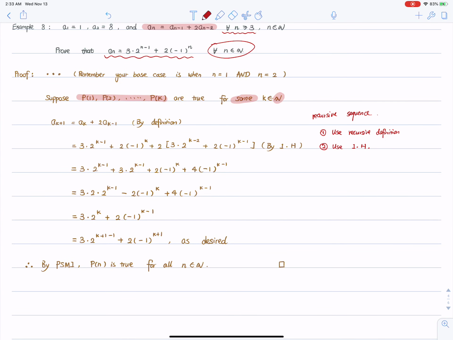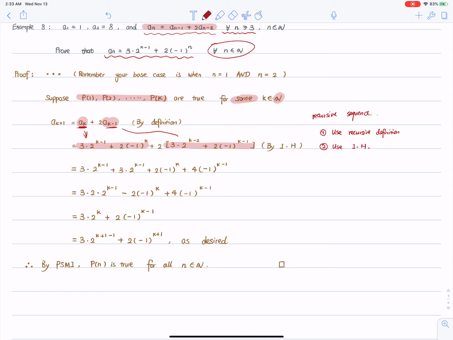So you need to show a(k+1), so a(k+1) equals a(k) plus 2 times a(k-1). I use the definition right here. So this is by definition. My next step, I would want to use my hypothesis. So I know a(k) equals 3 times 2 to the k minus 1 plus 2 times minus 1 to the power of k. This is my a(k) by hypothesis. And I know that a(k-1) would be this whole thing, again by hypothesis.